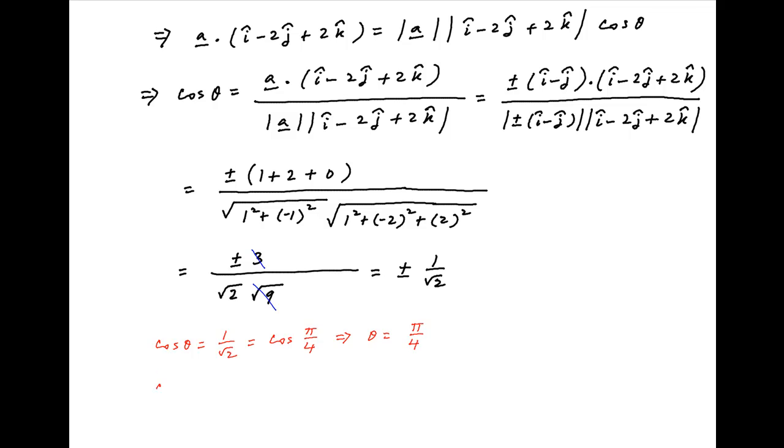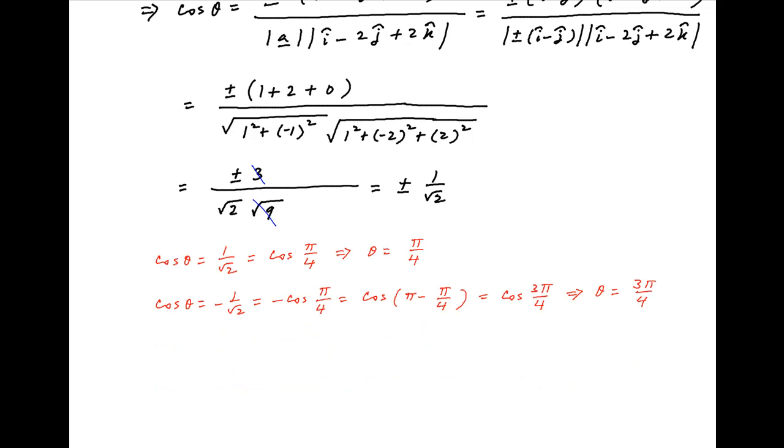And when cos theta is equal to minus 1 upon root 2, or cos 3 pi upon 4, the value of theta is equal to 3 pi upon 4 in this case. Therefore, the angle between vectors A and i minus 2j plus 2k is either pi upon 4 or 3 pi upon 4, which is the required answer.